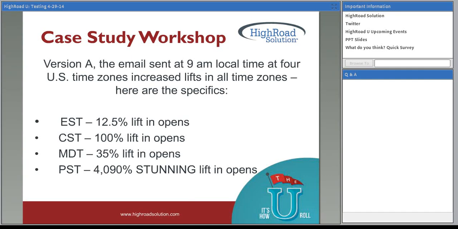So here's the specifics. And I think this is really interesting because at 9 a.m. Eastern, we see a 12.5% lift in opens. Okay. For Central time zone, we see 100% lift in opens for sending at 9 a.m. Now Mountain time, 35% lift in opens. And Pacific time, 4,090% lift in opens by sending at 9 a.m.